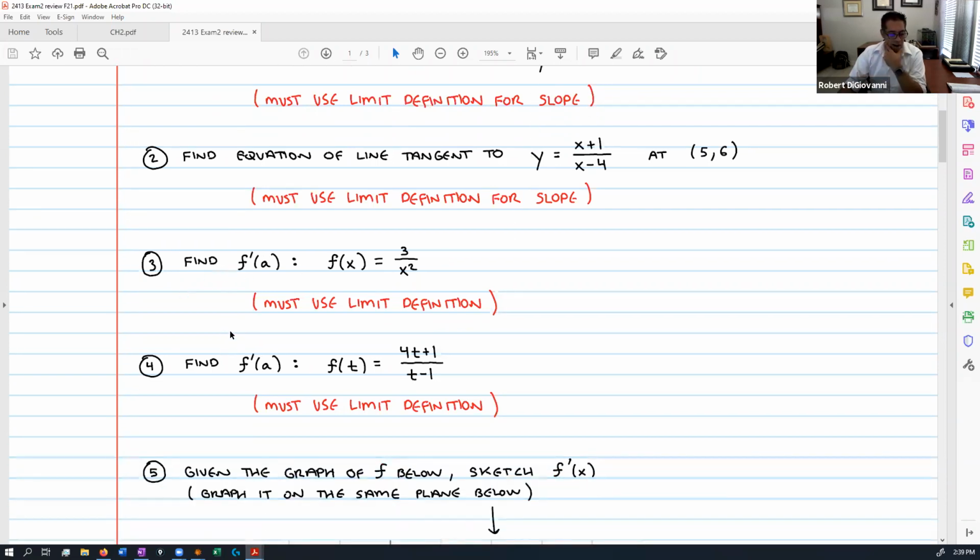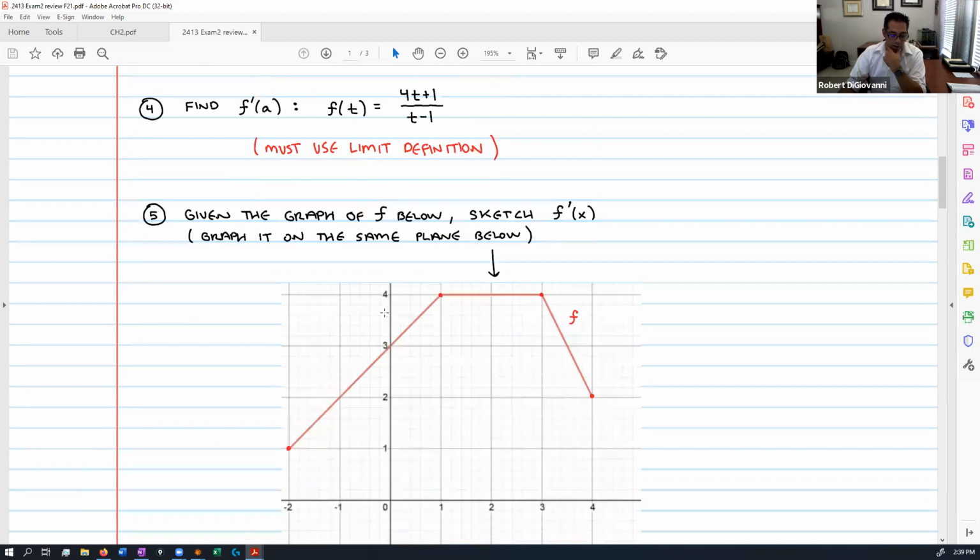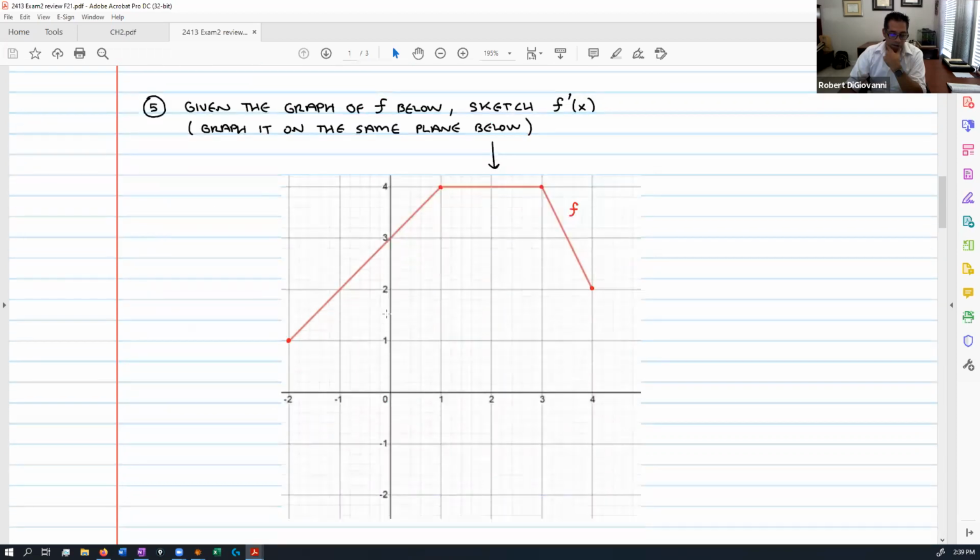Numbers 3 and 4, you're asked to find the derivative at a, and then you're supposed to use the limit definition. Intentionally, the second one, I made it a quotient, so we don't have a rule for that yet. So you can't even use the shortcuts on this one because I haven't taught you it yet. So you have to do both of these with the limit. All right, these are so much fun.